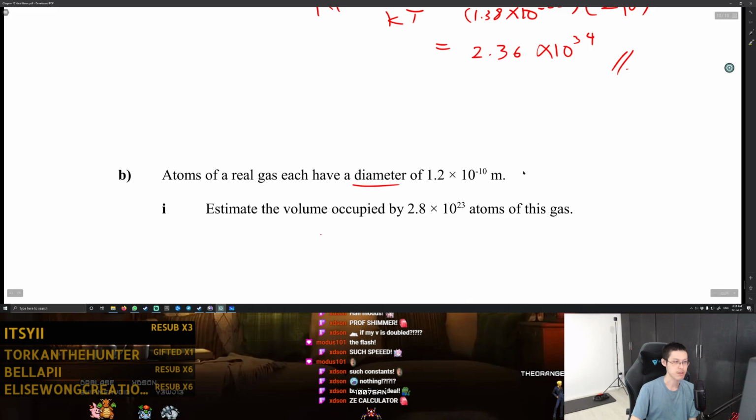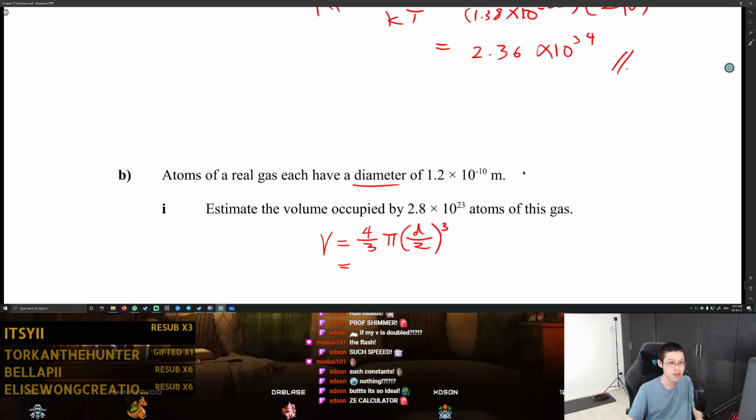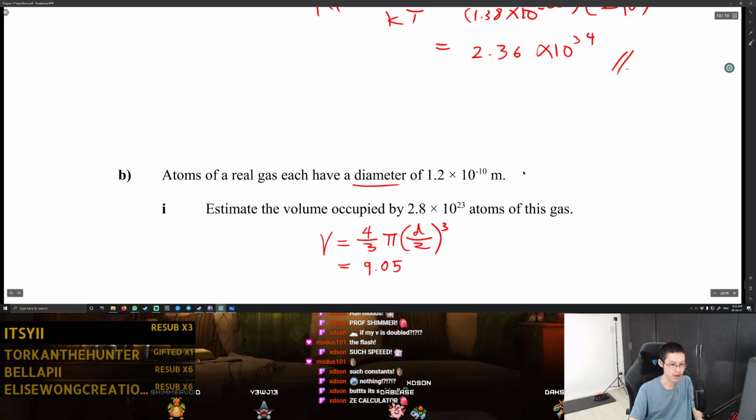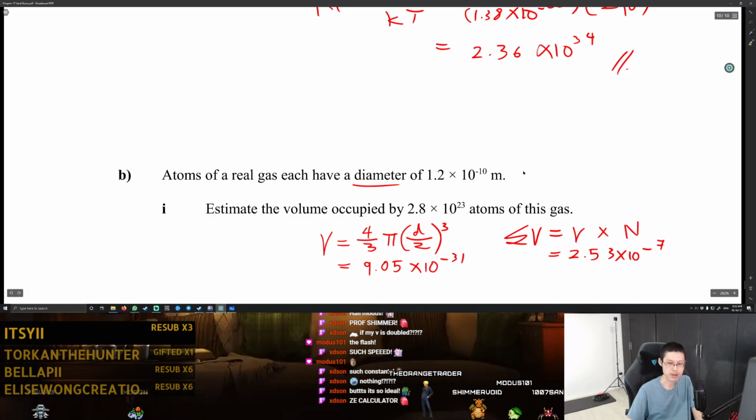So, let's see. You have the volume of a gas is 4 over 3 pi (d over 2) cubed. Putting that into the calculator, that's going to give you 0.6 times 10 to the power negative 10 cubed, which is going to be 9.05 times 10 to the power negative 31. So this is the volume occupied by one particle of the gas. And then the total volume occupied would be the volume times the number of atoms of the gas, which is going to be 2.53 times 10 to the power negative 7 meters cubed. And there we go.